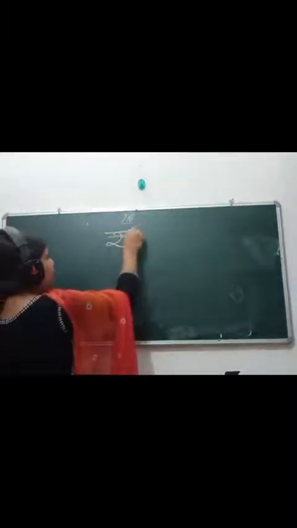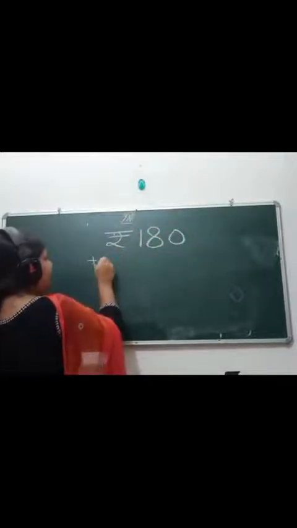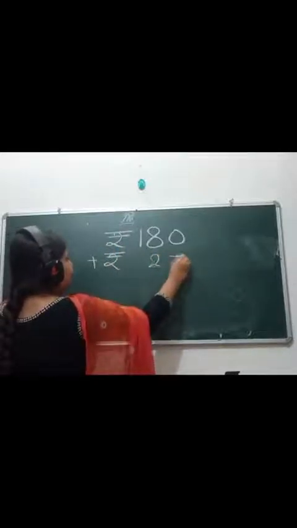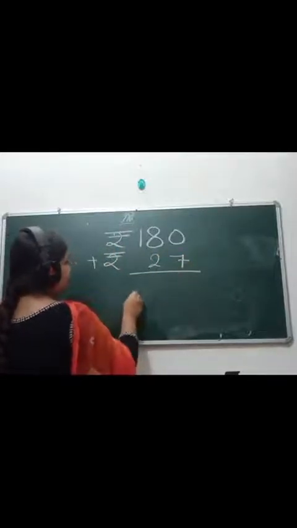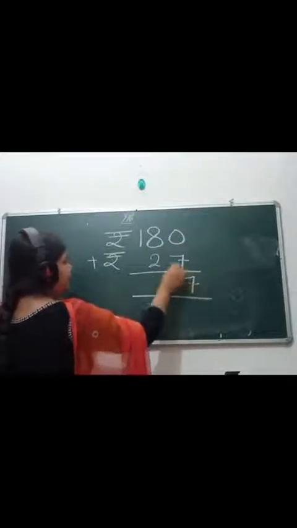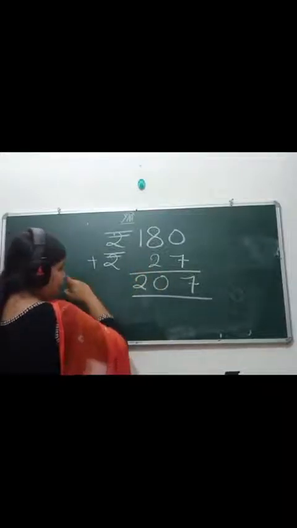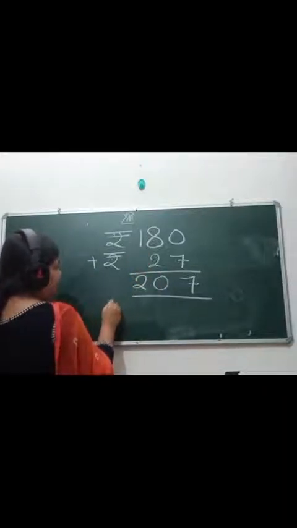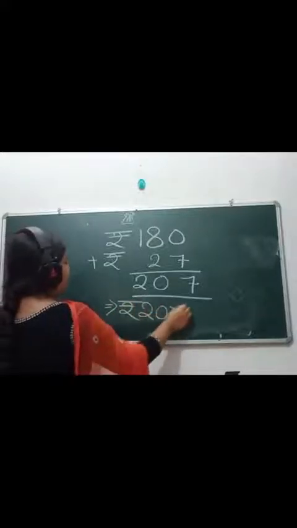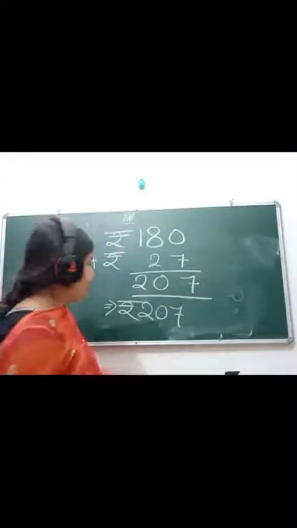So rupees 180 plus rupees 27. Come on, add them. 7 plus 0 will cost us 7. 8 plus 2 is 10. 1, 1, 2. So our cost will be 207 rupees. So the cost of the whole cake was 207 rupees.